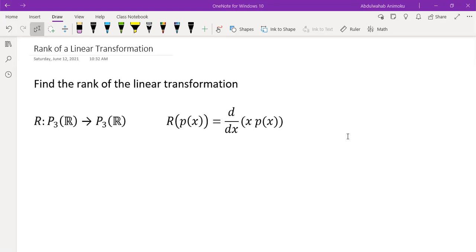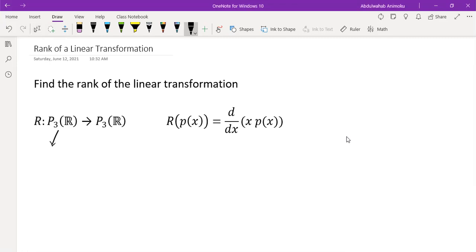In today's video, we are going to look at how to find the rank of a linear transformation. So let's just get right into it. Okay. So in this problem, we have a linear transformation R from P3R to P3R. So what does this mean? So first of all, let's break this thing down.